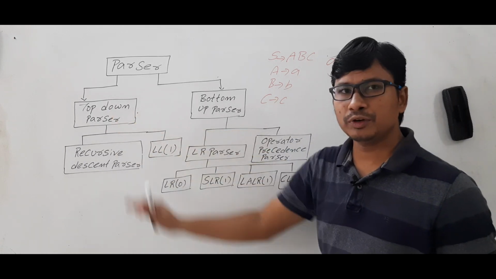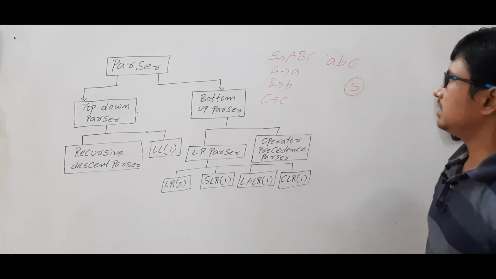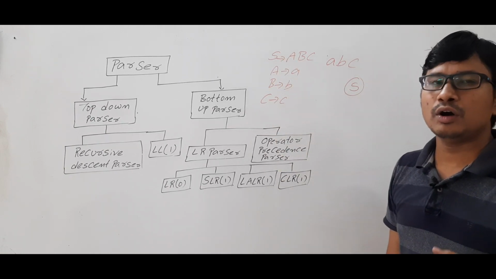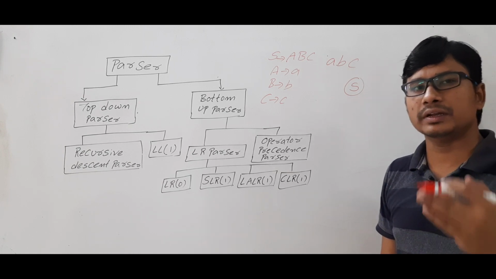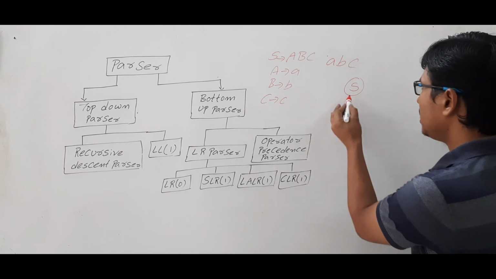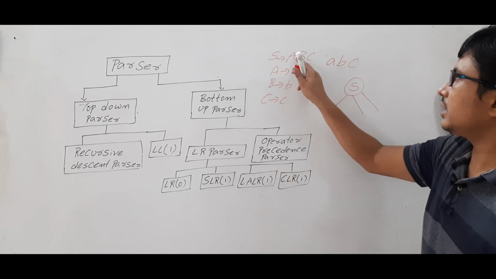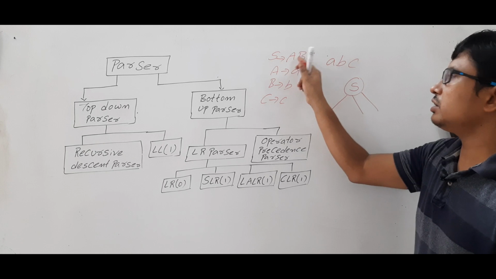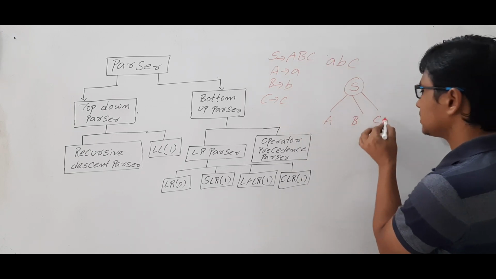If it is a top-down parser, we will start from the start symbol. Here the start symbol is S. Am I right? I think everyone knows how to identify the start symbol and how to identify the non-terminals and terminals. So we will start from the start symbol and we will generate or derive what it can derive, because the start symbol is a non-terminal. So non-terminal will derive something. So here it is deriving ABC.